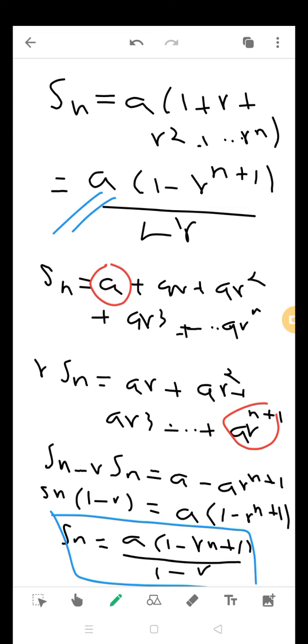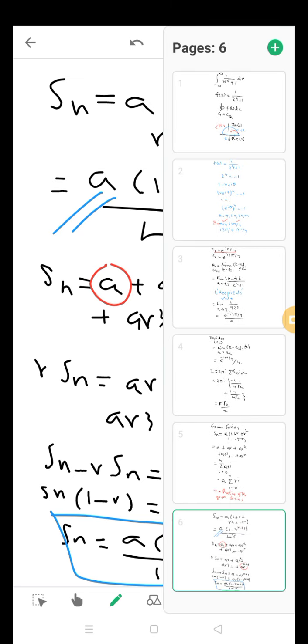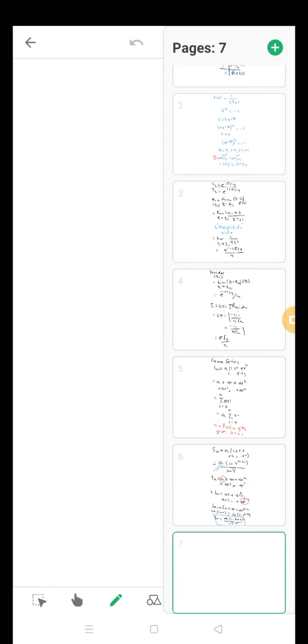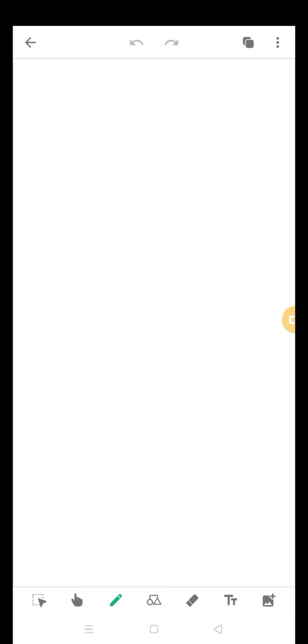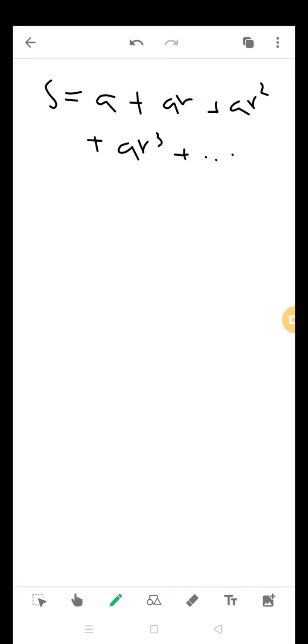Now this is all about the geometric series which is finite. What about an infinite geometric series? The only difference between a finite and infinite geometric series is that there is no last term involved in the infinite geometric series. That means to write S, we will not write any n here, so S is simply equal to a plus ar square and plus ar cube, and it keeps on going. There is no end to it.